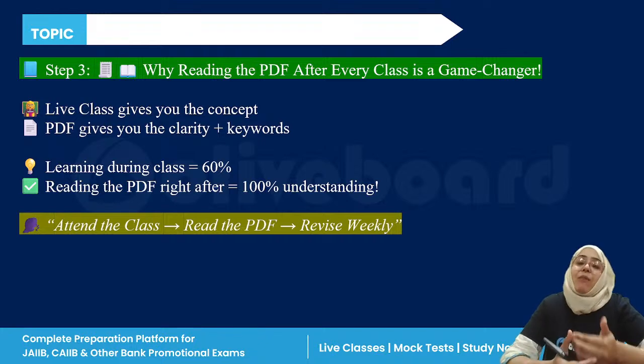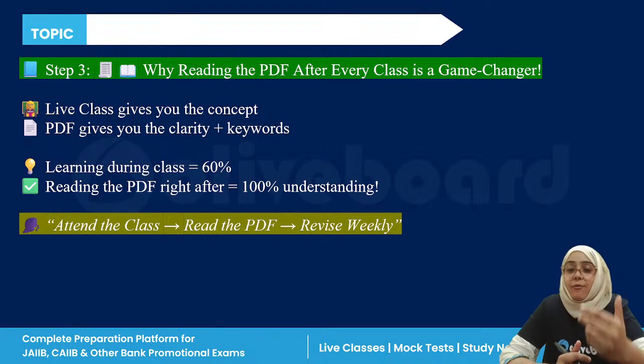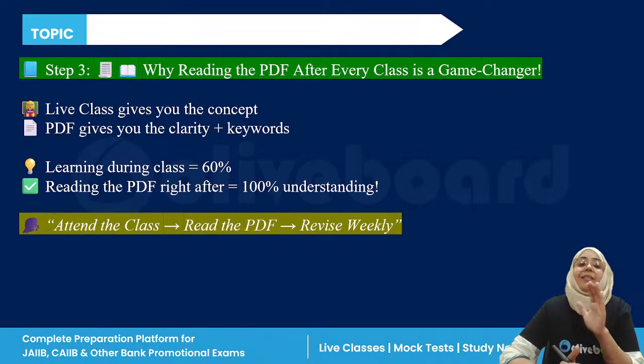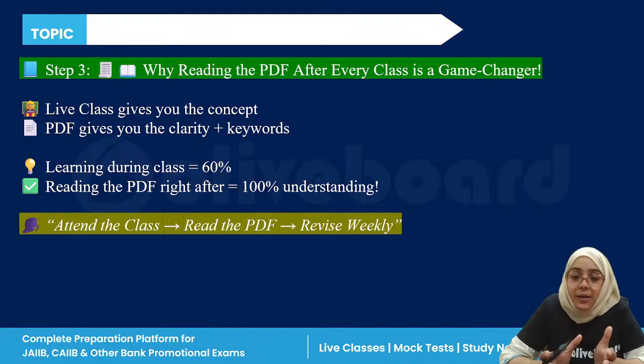I have framed a very clear PDF for all of you, so that you can read it in a very good manner, right? So if you're just attending the classes, this is only 60% of your preparation. Yes, after the live classes, if you are actually reading the PDF, this is actually 100% of your coverage, right?